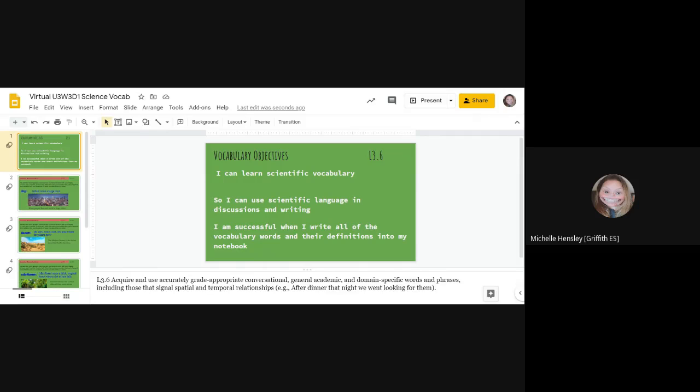What does that mean? Acquire. Acquire means we'll get or we'll learn. So we will learn and use accurately. We'll correctly use in conversation. Grade level appropriate, that means it's appropriate for third graders.